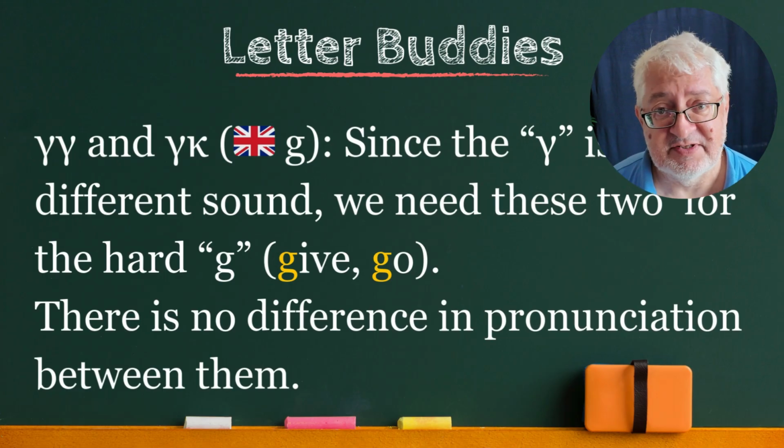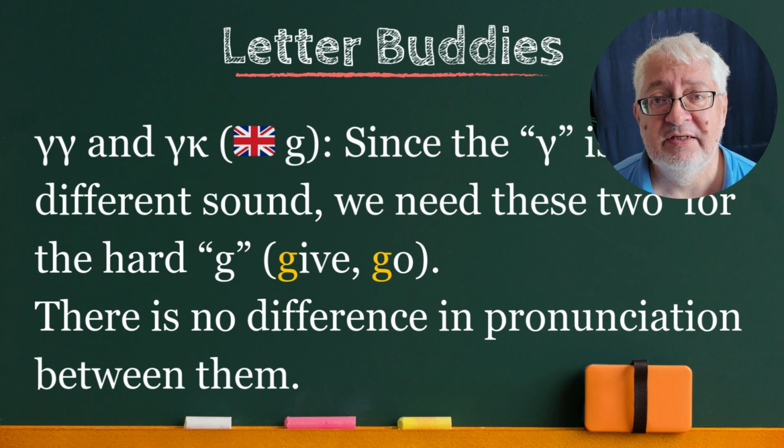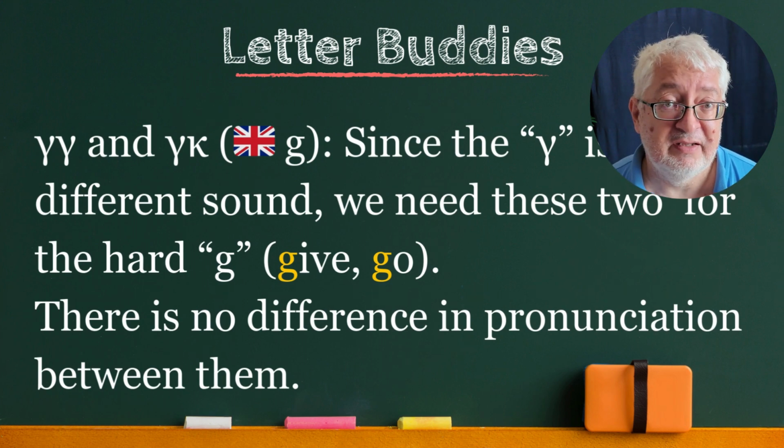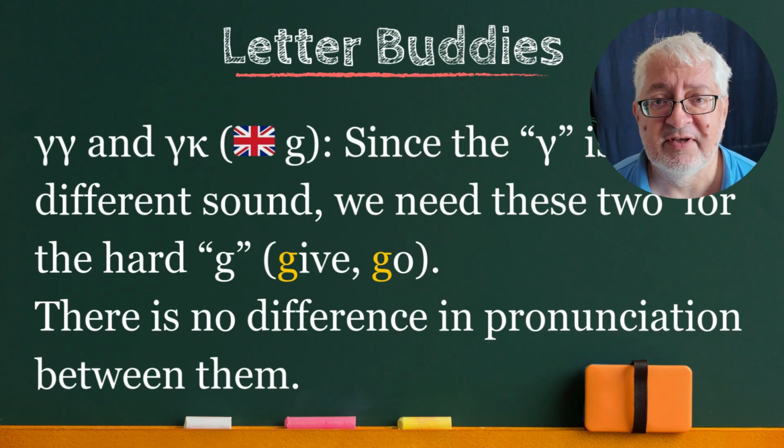Again, there is no difference in pronunciation between the one G and the other G. Both are G. And the only reason why we have two different ones is historical, etymological. Some words naturally have evolved to have a two gamma G, and the others have evolved to have a gamma kappa G. So just ignore the difference. Just pronounce it always like a hard G, as in "give" or "go".